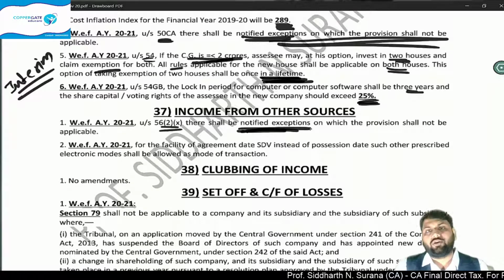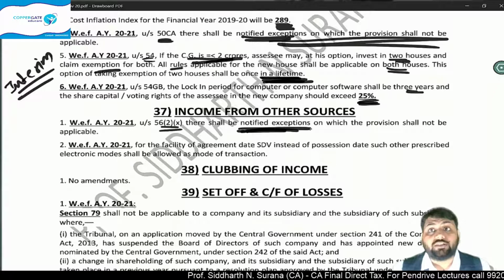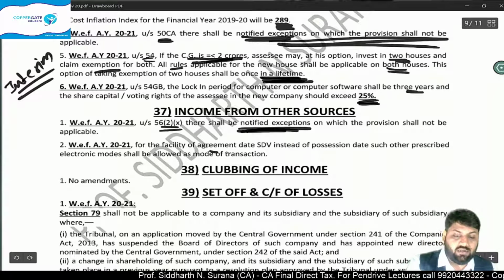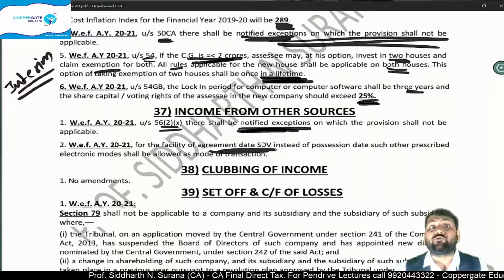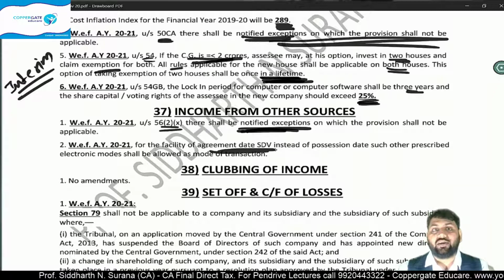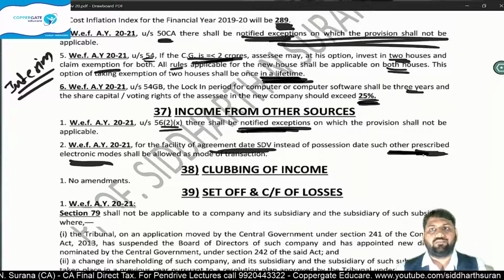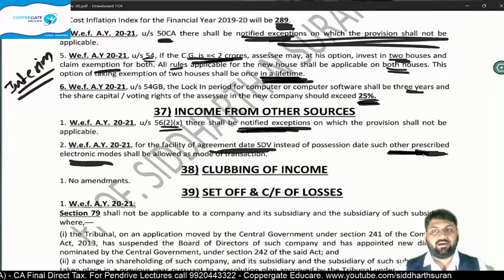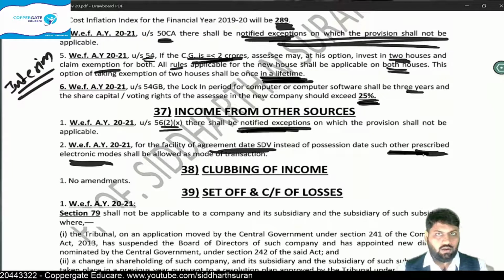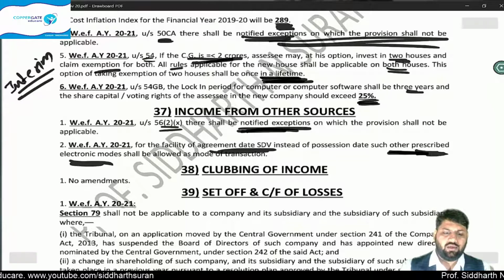But now we will have some more notified exceptions where the gift provision will not be applicable, and for the receiver of immovable property for inadequate consideration, where we get the agreement date and stamp duty value, we have to pay some advance in account payee cheque, account payee draft, electronic mode through a bank account, or other prescribed electronic modes, which will also be now covered. So this amendment has taken place in almost every chapter wherever there is a restriction on the mode of transaction. So, very basic amendments in income from other sources.